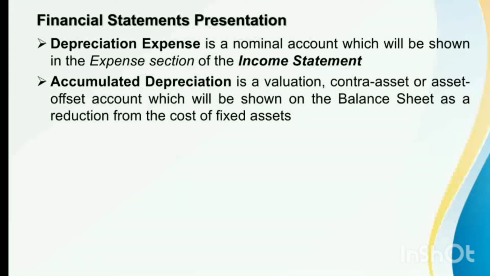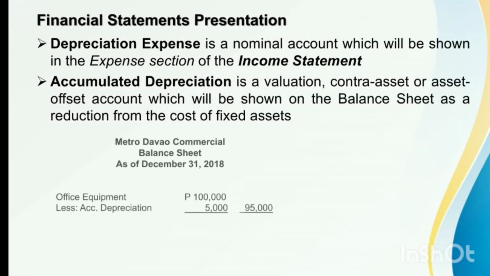For the balance sheet of Metro Davao Commercial as of December 31, 2018, the aircon will be presented in the office equipment account. So we have here 100,000, and then the accumulated depreciation is also shown. So we have here the less accumulated depreciation 5,000 pesos. So the difference between the office equipment and the accumulated depreciation is 95,000 pesos. And this is called the net book value or the book value.